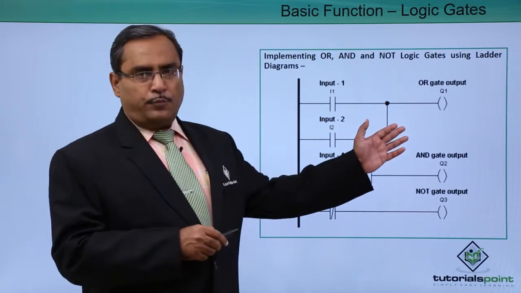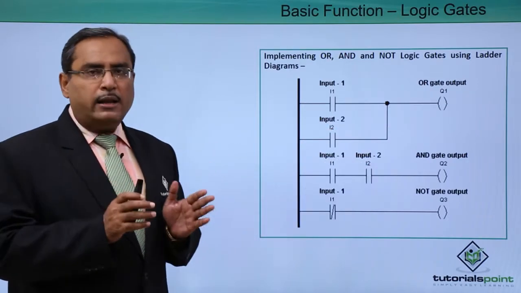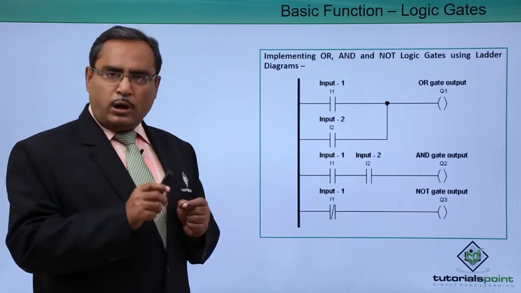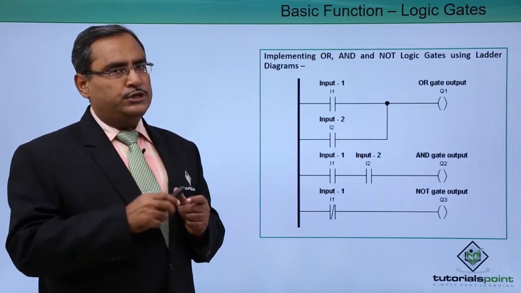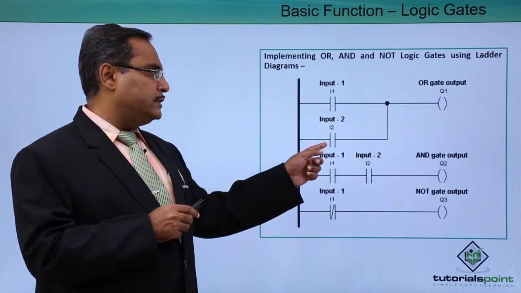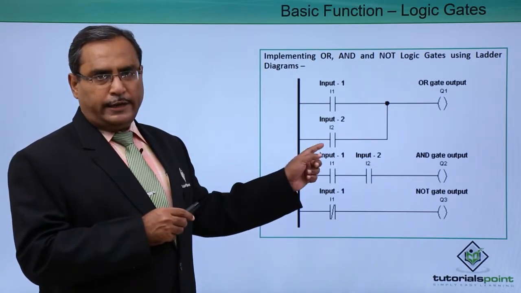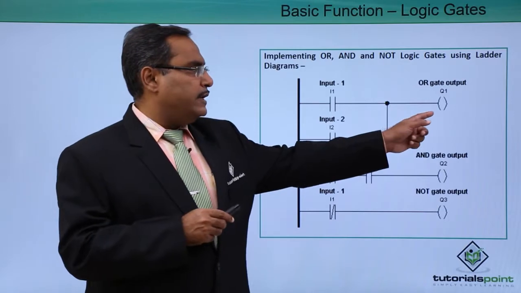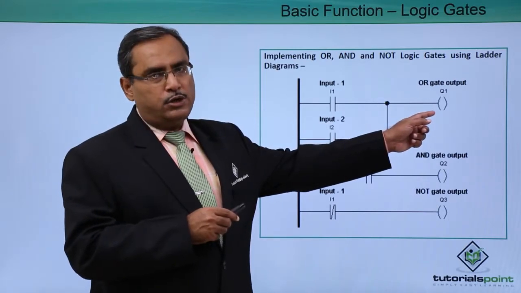We know that in case of OR gate, we have parallel connections, because if any one of the inputs is on, then the output is on in case of OR gate. So, we have this input I1 and this input I2. They are connected in parallel and this is our respective output, that is our Q1.